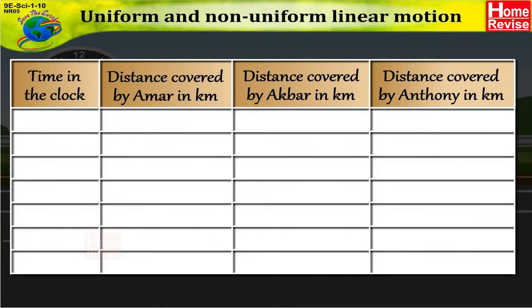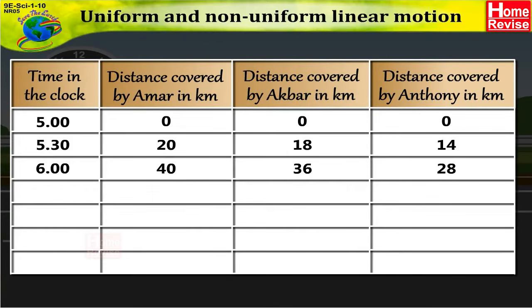When the time in the clock is 5, distance covered by Amar, Akbar and Anthony is 0. At 5:30, distance covered by Amar is 20, by Akbar is 18 and by Anthony is 14. At 6, Amar 40, Akbar 36 and Anthony 28. At 6:30, Amar 60, Akbar 42 and Anthony 42. At 7, Amar 80, Akbar 70 and Anthony 56.